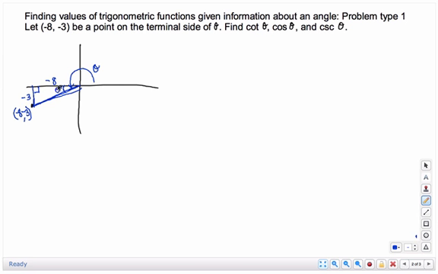So you're asked to find the cotangent of theta. Now, in order to find the cotangent of theta, tangent is y over x, so cotangent is x over y. And I already have x over y, so I can find this one without doing any calculations. So my x value is -8, and my y value is -3. And so I just need to simplify it. That's going to simplify to 8 over 3. And that's what cotangent of theta is going to equal.